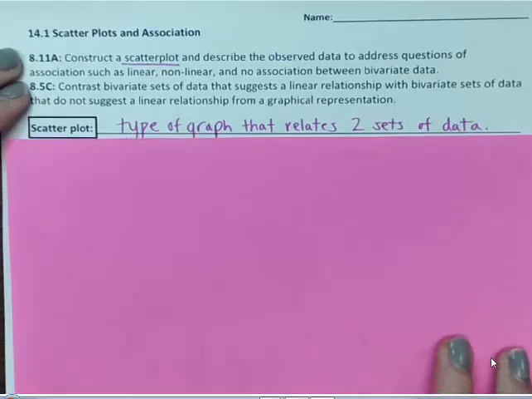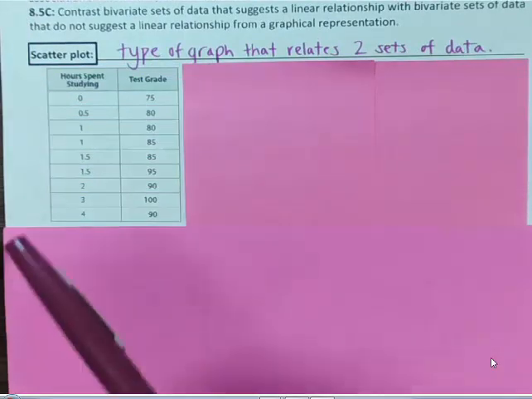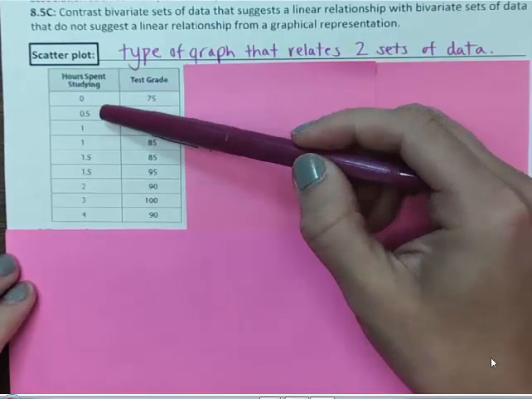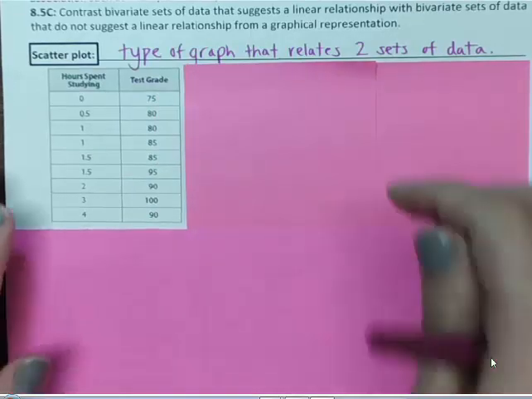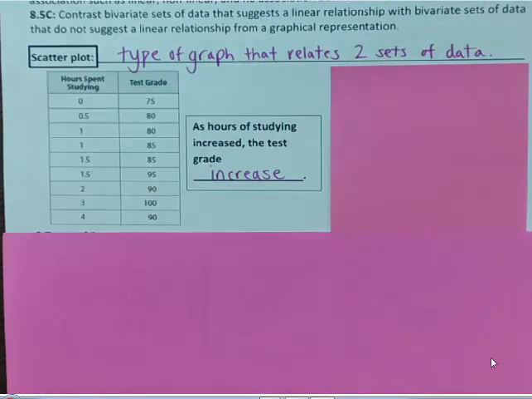If we look at an example of this table, notice the X side of our table is hours spent studying, and the Y values are represented by the test grades. So I'm relating the hours studying and the test grades. If you notice from the table, as the hours increase, what is happening to those test grades most of the time? You should have said that they're increasing. So in the next box, as the hours of studying increase, your test grade is going to increase. And that's very similar to real life. The more you study, the better grades you're going to get.